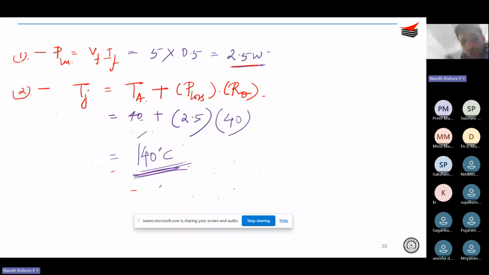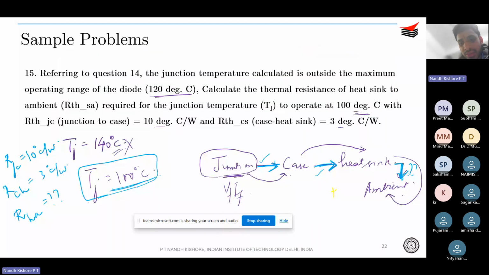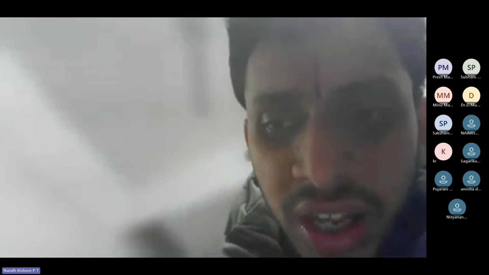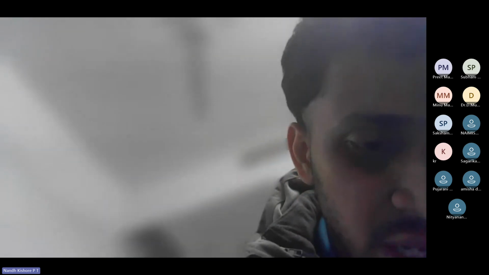So 2.5 into, what is R theta? R theta is just the summation, right? So 10 degree plus 3 degree plus question mark. So it's going to be 10 plus 3 plus R theta HA. So from this, just find out what is R theta HA.